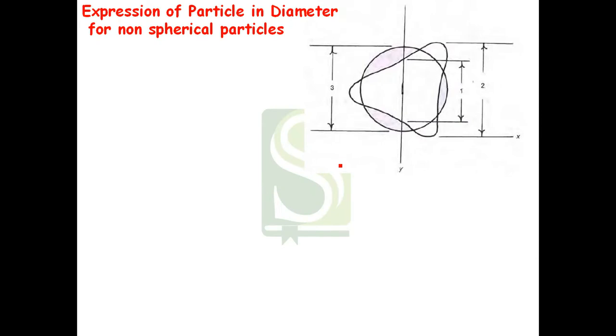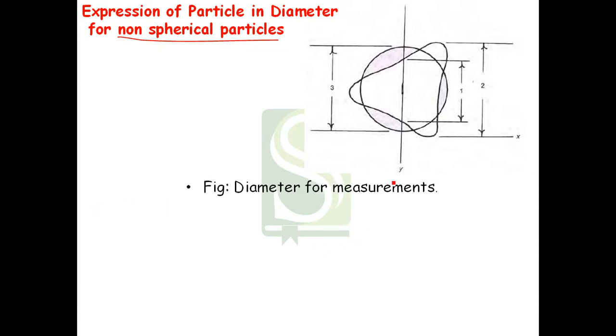Now let us see the expression of particle diameter for non-spherical particles. Whenever you deal with powders, you seldom have spherical particles. The polydispersed powders or granules are not completely spherical in nature. They are very irregular in nature. So how you can determine the diameter for non-spherical particles, that we are going to see now.